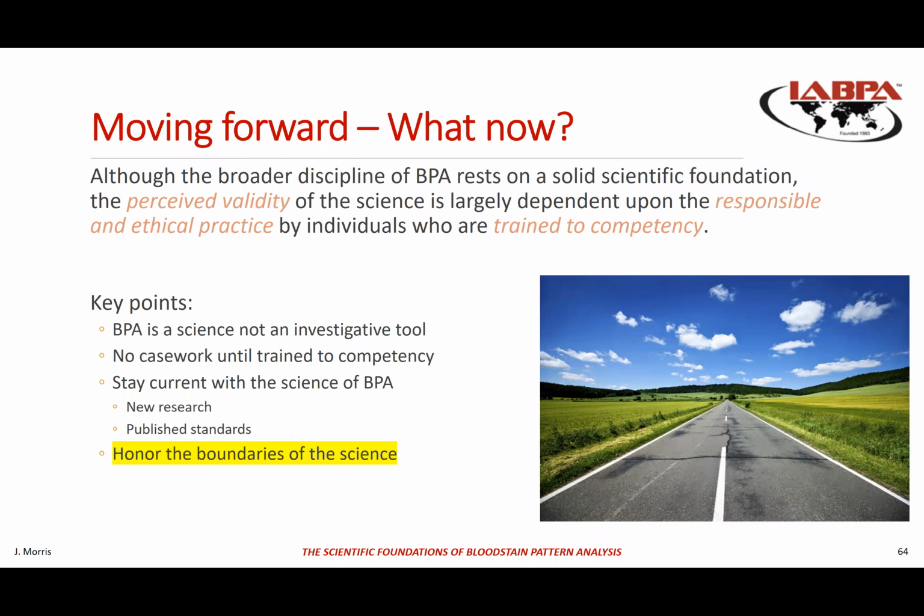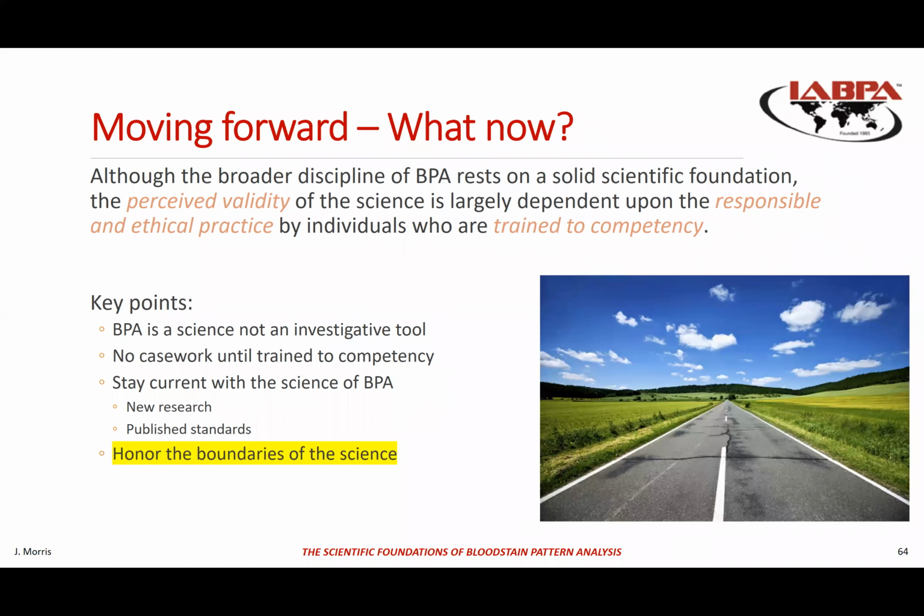So some key points: bloodstain pattern analysis is a science. It's not an investigative tool, and it needs to be respected and honored as a science. It can provide investigative information, but it does so in the realm of science. And if you are being trained, please do not do casework until you are trained to competency, until you have been signed off by your mentor.